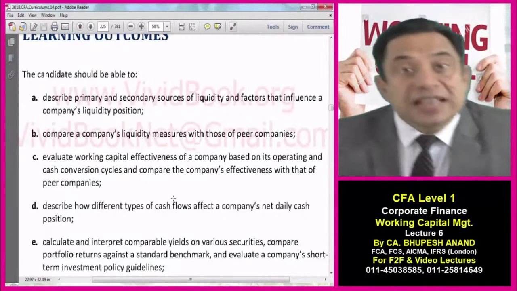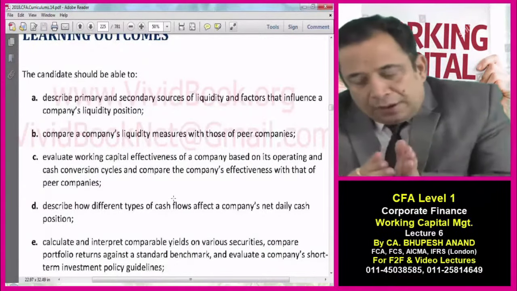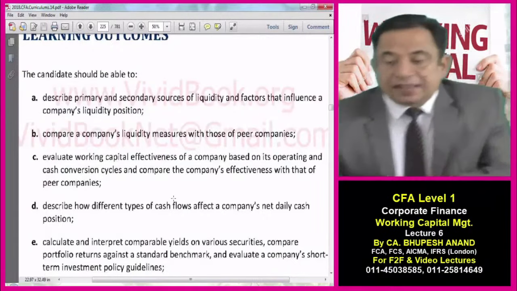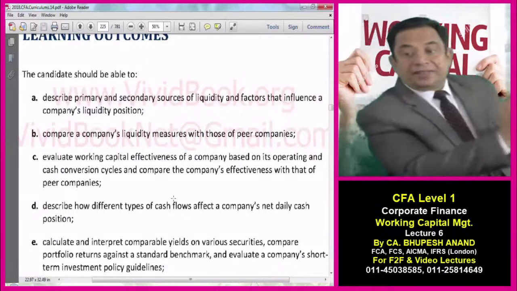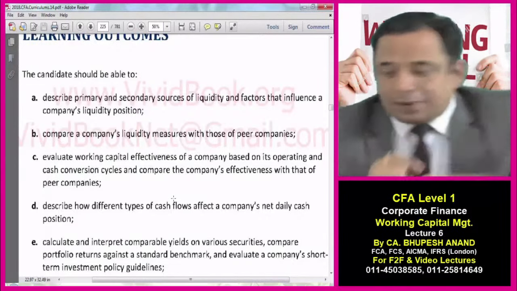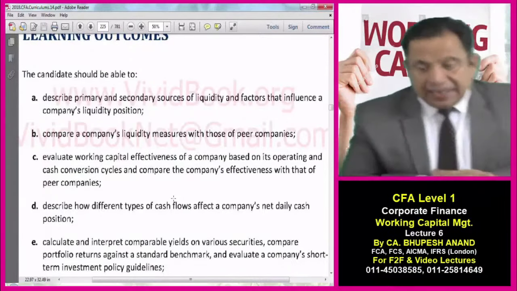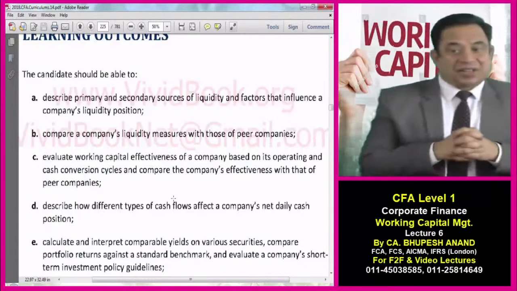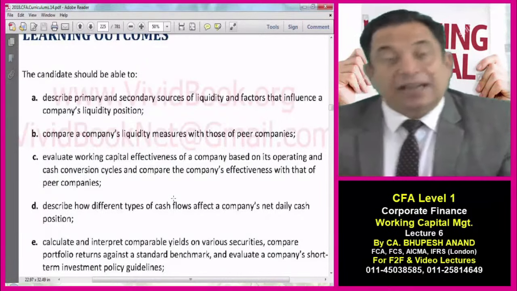And learning outcome C, actually we have started learning outcome C in lecture number 5 only. So today we will be concluding that. Learning outcome C is evaluate working capital effectiveness of a company. Please underline working capital effectiveness, that is how effectively a company is managing working capital based on its operating and cash conversion cycles. It means there are two cycles, operating cycles and cash conversion cycles, and compare the company's effectiveness with that of peer companies.